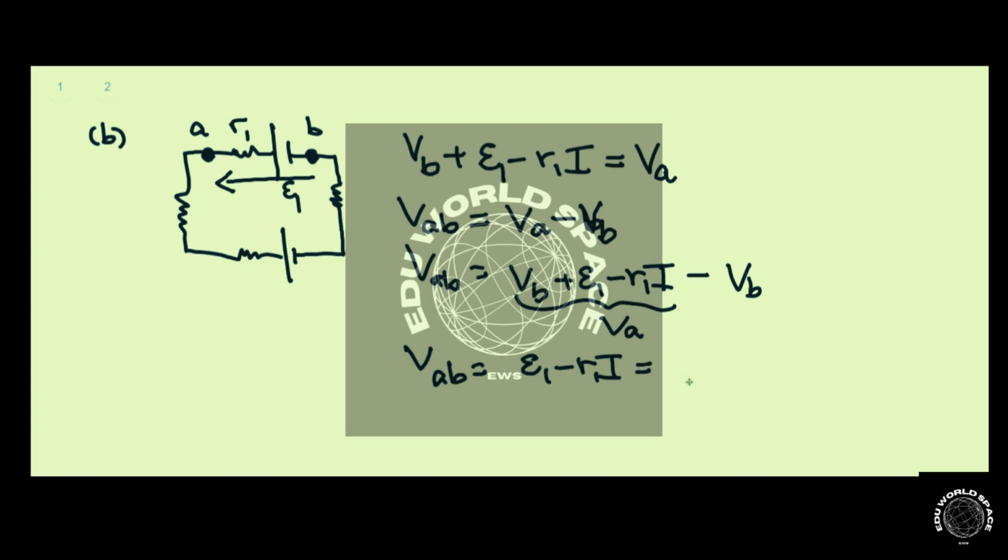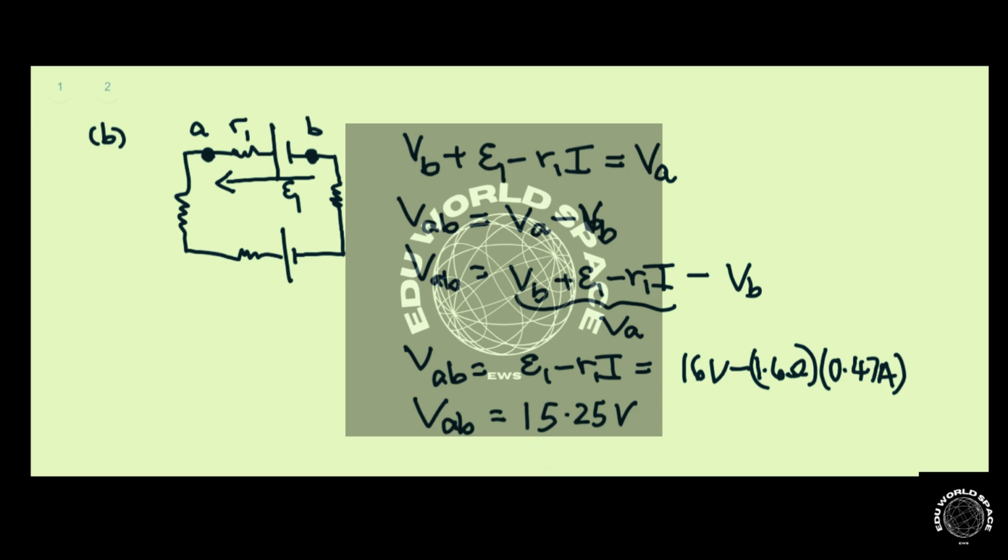And again, we have the numbers for all of this stuff. So that's 16 volts minus 1.6 ohms times 0.47 amperes, which is the current we found in part A. So VAB is 15.25 volts. Right, so A is at a lower potential than B.